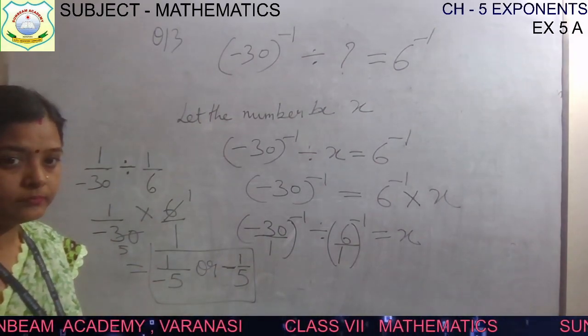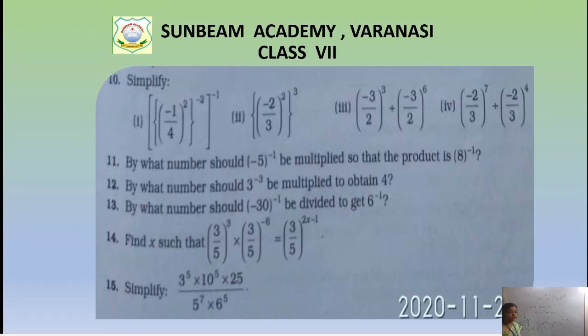Okay. Next question is question number 14. Write down question number 14, children. Question number 14 is interesting, children. It is different, that's why I am doing it. Otherwise it can be for your homework, but it is different, so we will do it.